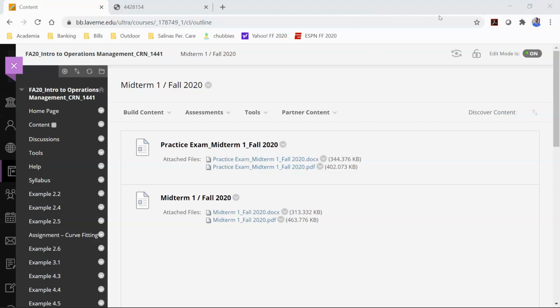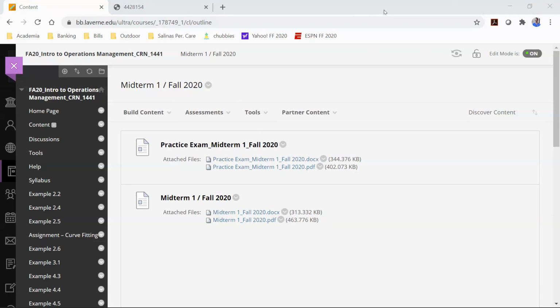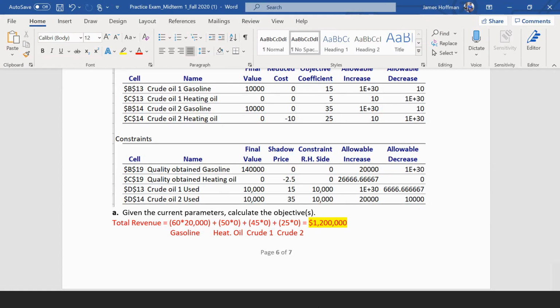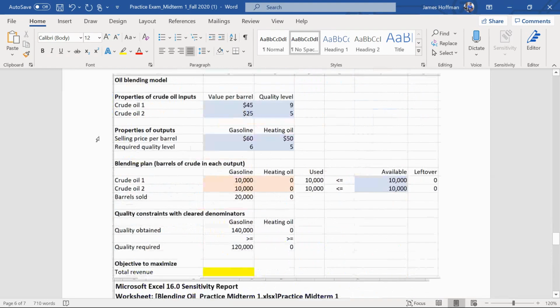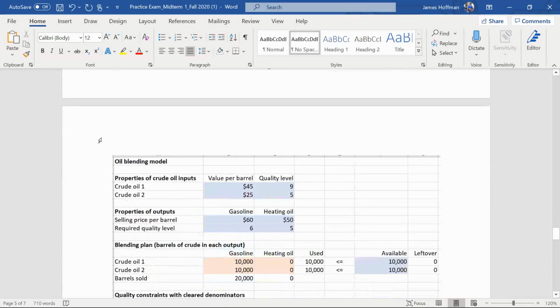Professor? Yes. I have a question for number 7. On question B. On the exam or the practice one? The practice. The practice one, okay. Here we go. Can you see that? Yeah. All right. So which part?